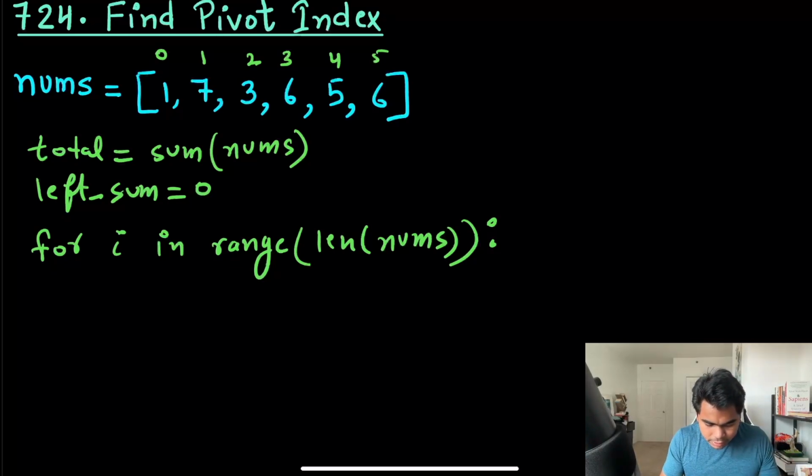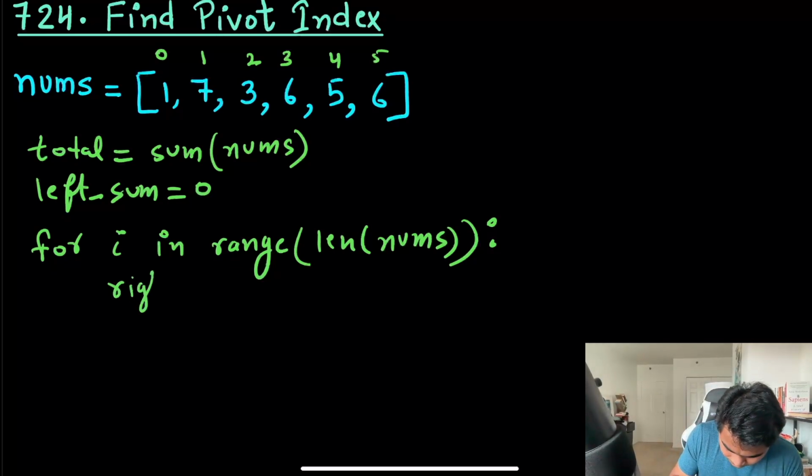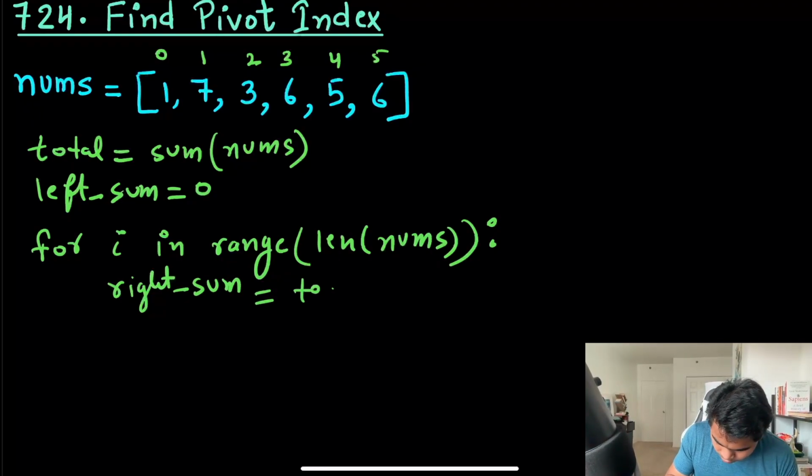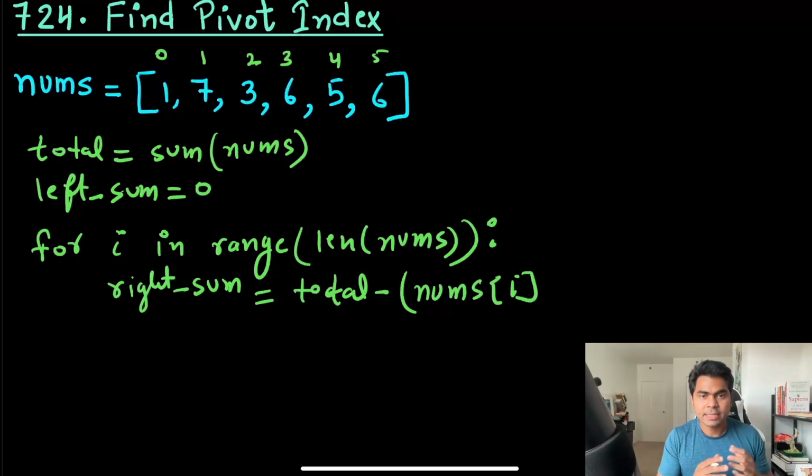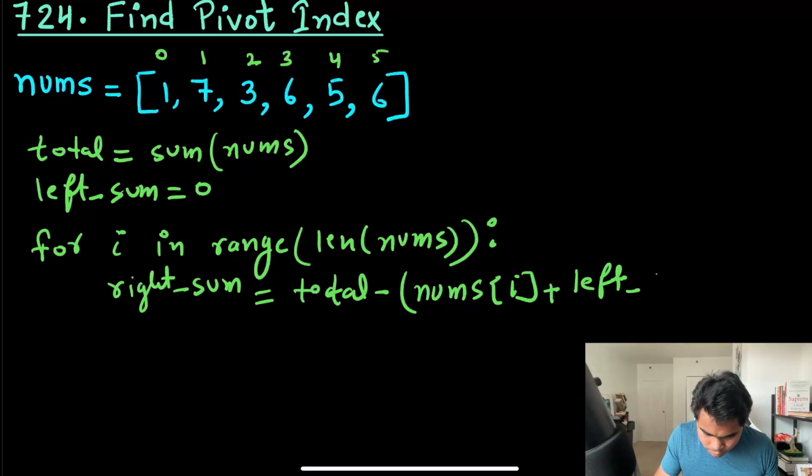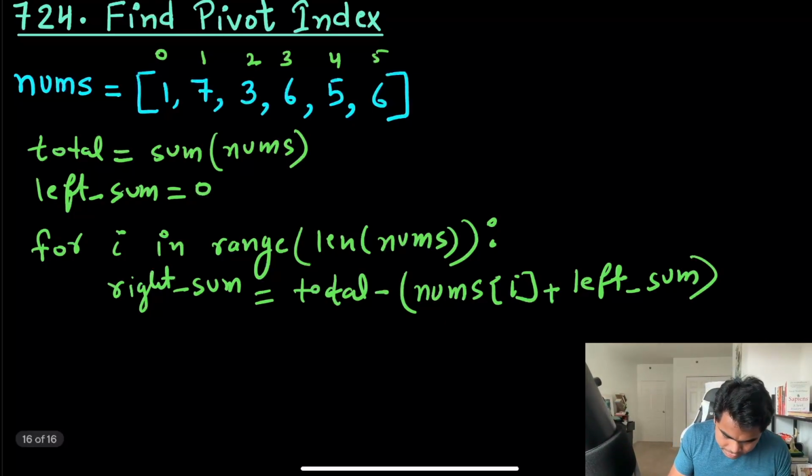How do you calculate the right sum? So right sum would be total minus nums I. The reason I'm doing nums I is because I don't want to consider it with the right sum as well. Left sum so far hasn't included it, but I don't want to include it with my right sum either. So I am subtracting the left sum plus this current number. This will give me my right sum, right?